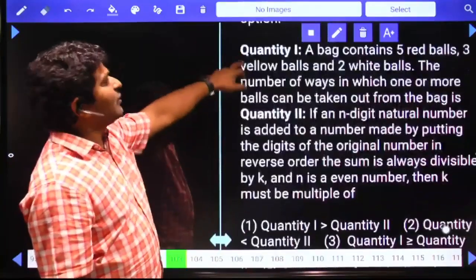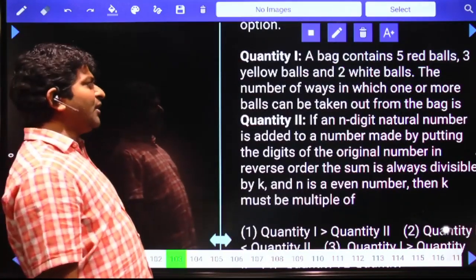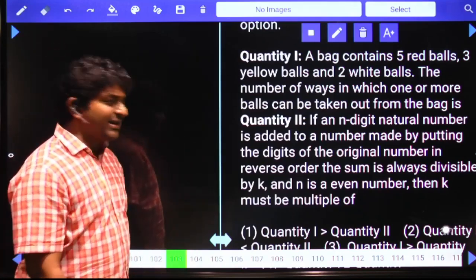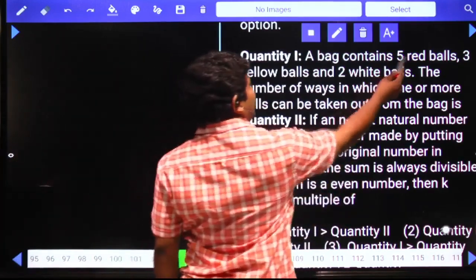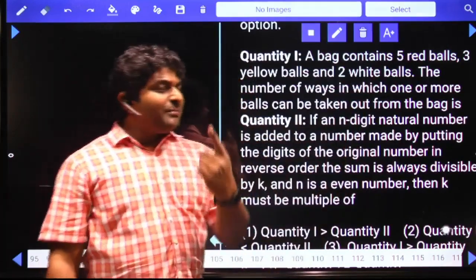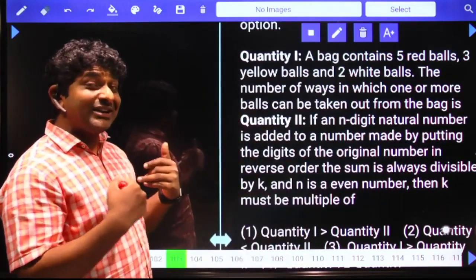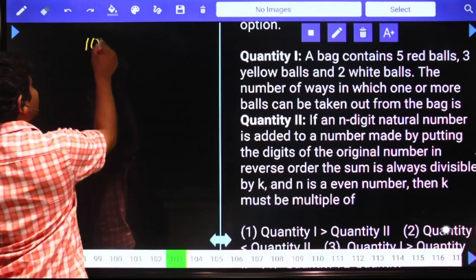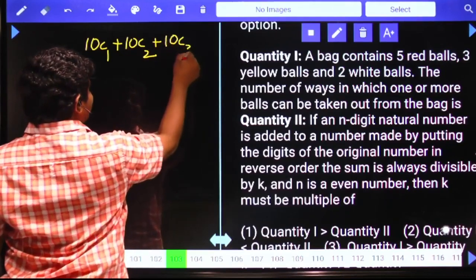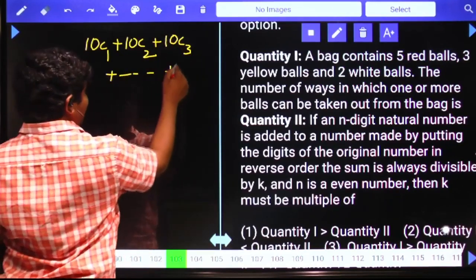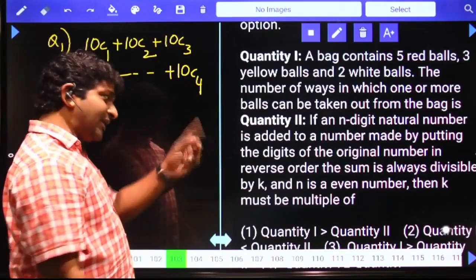Next, Q1. A bag contains 5 red, 3 yellow and 2 white balls. Number of ways in which one or more balls can be taken out from the bag is? One or more balls can be selected in how many ways? Total how many balls are there? 10 balls are there. One or more means you can pick 1 ball or 2 balls or 3 balls, 4 balls, 5 balls. Like that you have a chance to select even 10 balls. So that is 10C1 selecting 1 ball, 10C2 selecting 2 balls, 10C3 and so on, plus 10C4. This is what Q1 is. Don't calculate this. Leave it. We will consider that later.